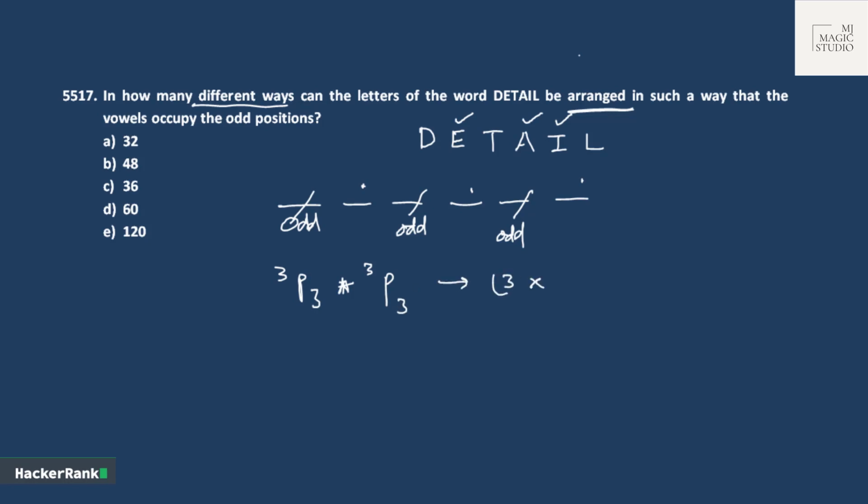Now 3P3 is factorial 3 into factorial 3. 6 into 6, factorial 3 is 6, so 36. So 36 different ways this can be done. We have this in option C.